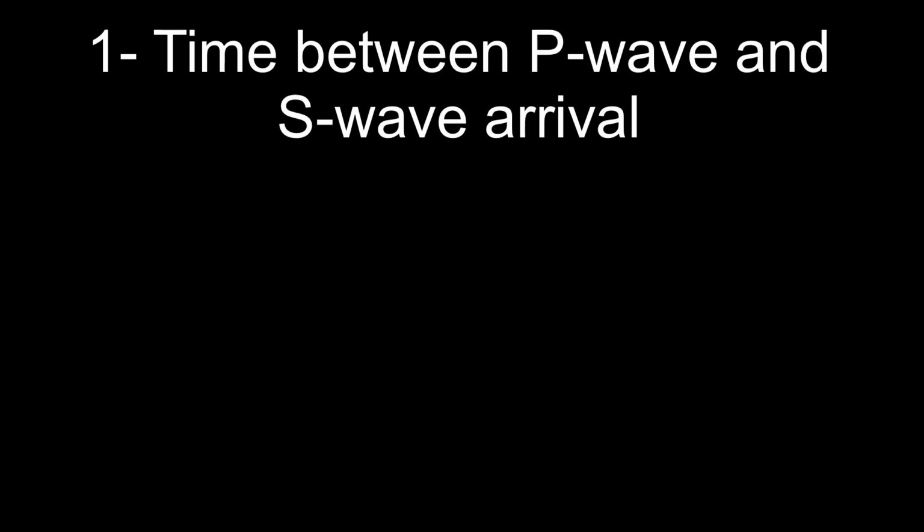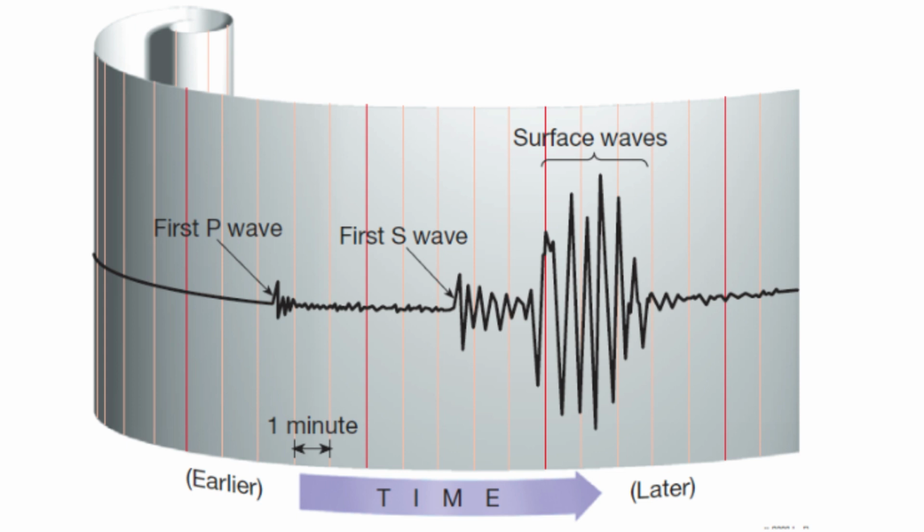There are 3 steps in locating an earthquake epicenter. The first step is the time between the P wave and S wave arrival. So if you look at seismogram data, the squiggle lines, you'll see when the P waves arrive. And you'll also see when S waves arrive.